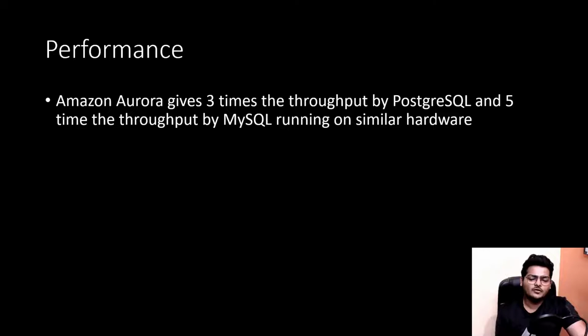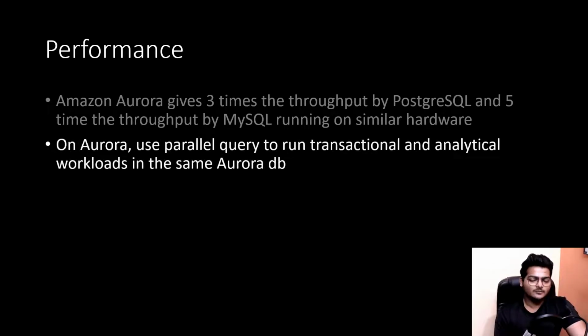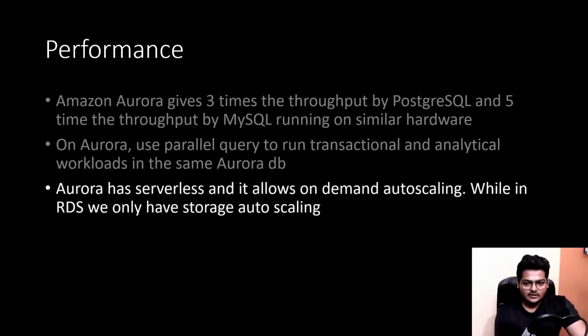When we discuss performance, Aurora gives you 3 times better performance while working with PostgreSQL, and 5 times better performance while working with MySQL, when comparing on the same hardware. As it is distributed, it definitely gives much better performance. So it is definitely a big yes for Aurora as compared to RDS. You can also use something called parallel query execution with Aurora, which is not possible with RDS.